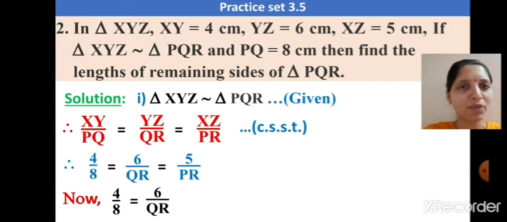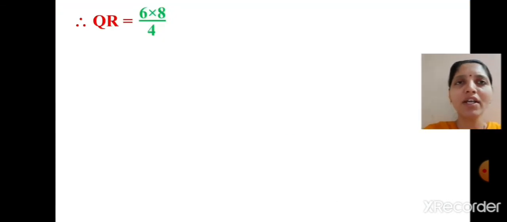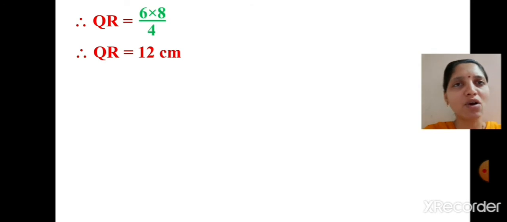Now by cross multiplying we have QR is equal to 6 into 8 upon 4, that is equal to 12 centimeters. So we got the value of QR. Now let's find the value of PR.